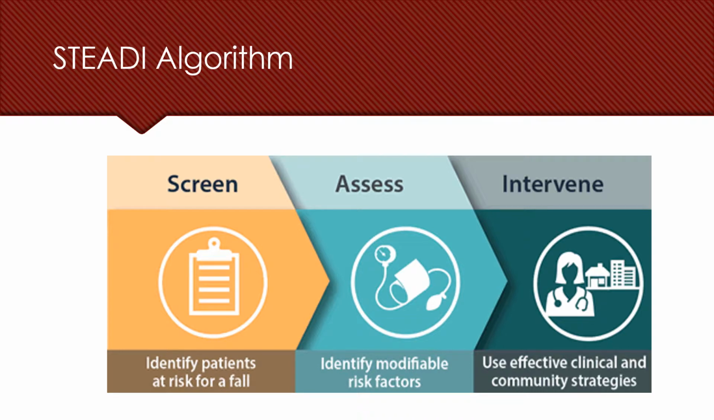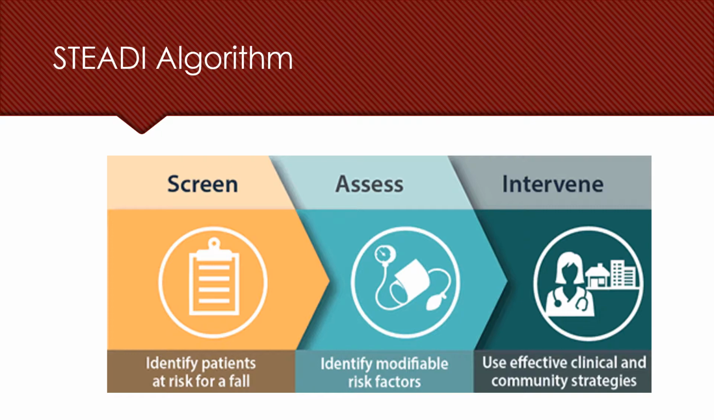So this next slide looks at the STEADI algorithm for everything from screening to assessing to intervening with fall risk prevention. So the first step, whether it be in an outpatient setting, the hospital, primary physician clinic, or home care, you want to screen that person to see if they are a fall risk. It can be as easy as asking if they've had a fall lately. You can do some of the screening tools to see what their fall risk would be. And then if you determine that person is a fall risk, then you go to the assessment stage.